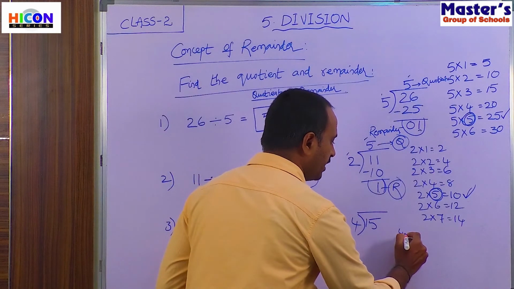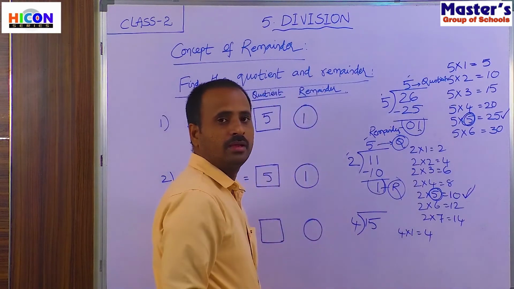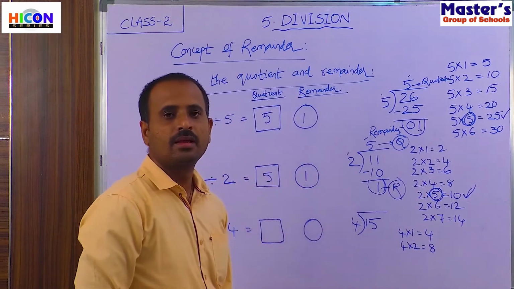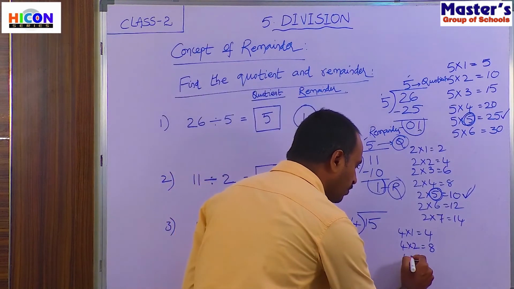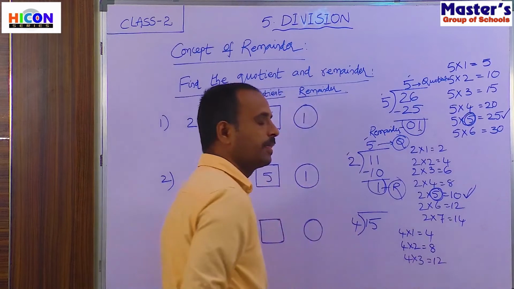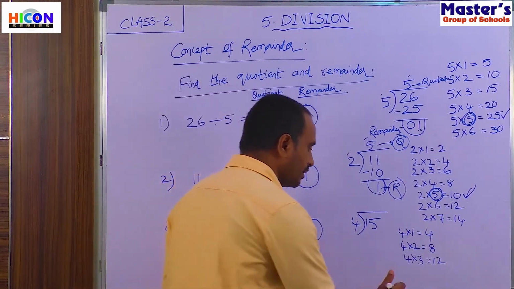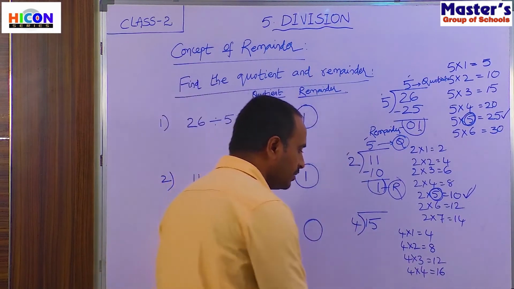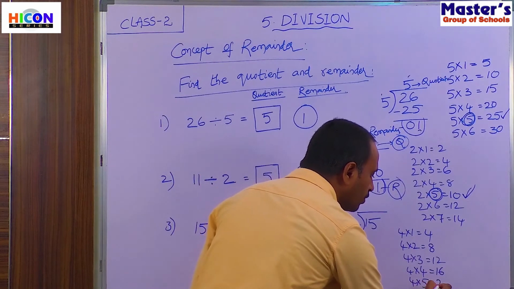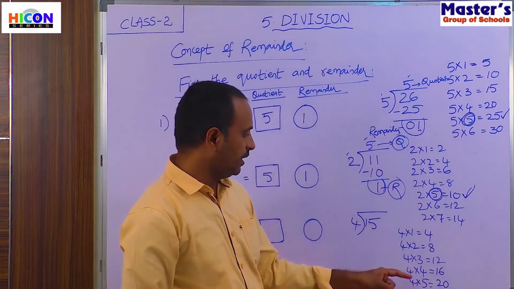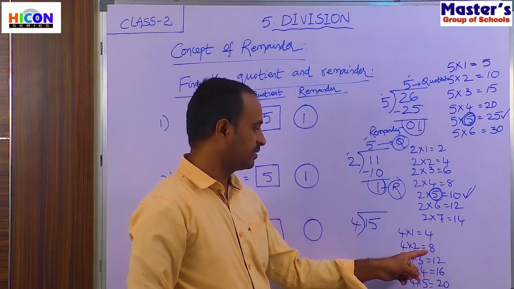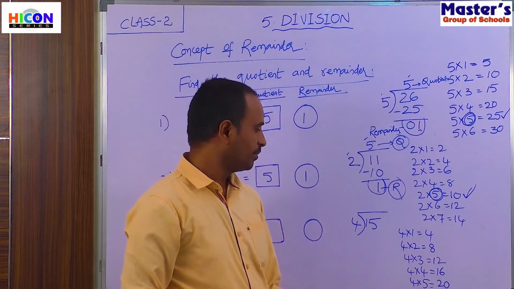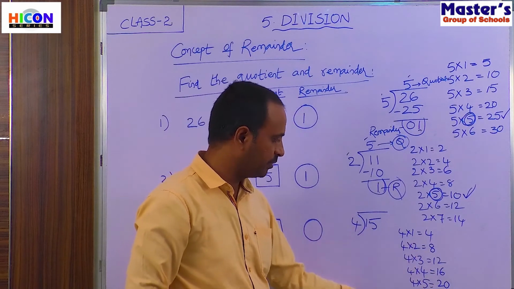If you take one time, 4 ones are 4, and if you take 2 times, 4 twos are 8, and if you take 3 times, 4 threes are 12, and if you take 4 times, 4 fours are 16, and if you take 5 times, 4 fives are 20. So children, in this way, we get the first number 4 in the table, second number 8, third number 12, fourth number 16, and fifth number 20. But we did not get the number 15 in the fourth table.